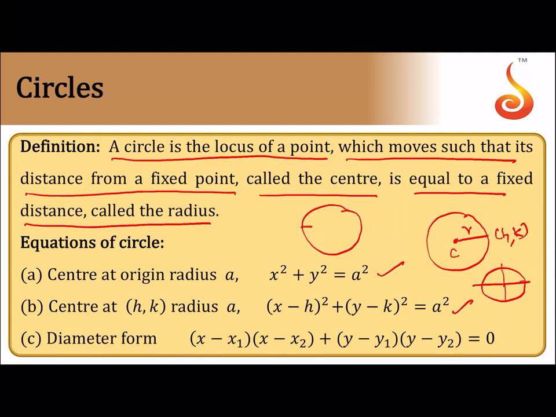Diameter form. Diameter form means this is the circle given. This point is A, this point is B, this is x1, y1 and this is x2, y2. This is the center C. So the diameter form is x minus x1 into x minus x2 plus y minus y1 into y minus y2 is equal to 0. So these are three forms: x square plus y square equal to a square, x minus h whole square plus y minus k whole square equal to a square, and x minus x1 into x minus x2 plus y minus y1 into y minus y2 equal to 0 is the diameter form.